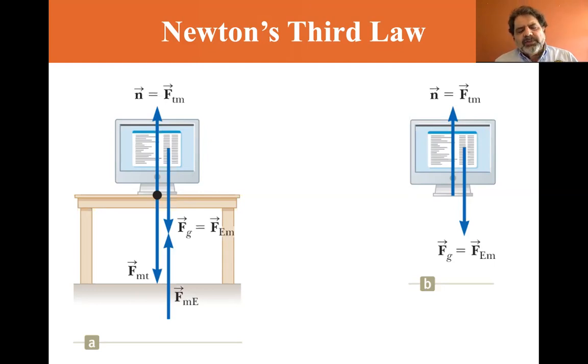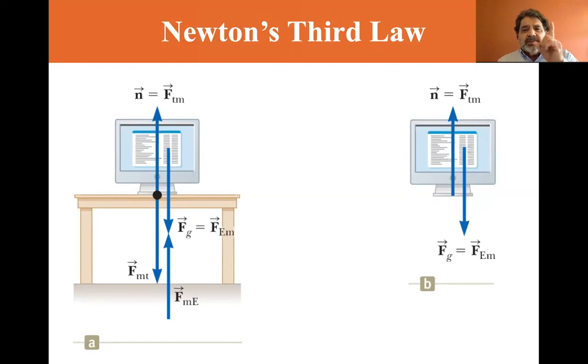And so there's a force of the monitor on the table. It's down. It actually comes from the gravitational force, Earth on the monitor. And we have a normal force, the table exerting a force on the monitor. Those are equal and opposite.